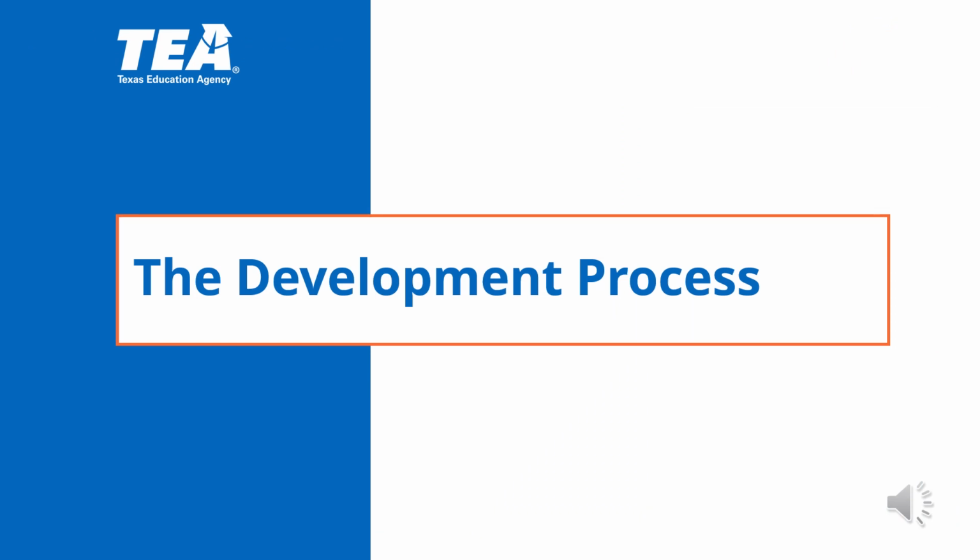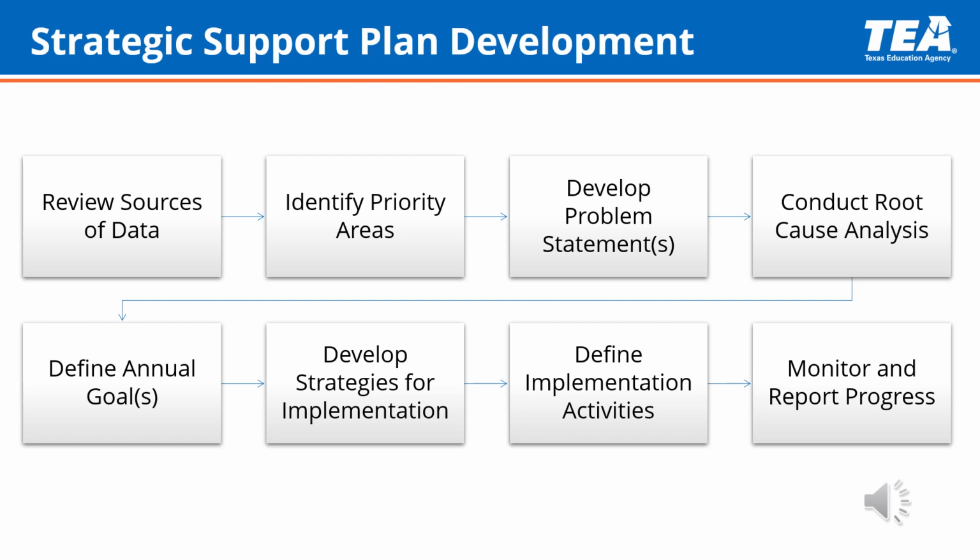Now that we are familiar with the purpose of the Strategic Support Plan, let's review the steps of the development process. The process of developing the Strategic Support Plan has 8 steps. Review sources of data, identify priority areas, develop problem statements, conduct root cause analysis, define annual goals, develop strategies for implementation, define implementation activities, and finally monitor and report progress.